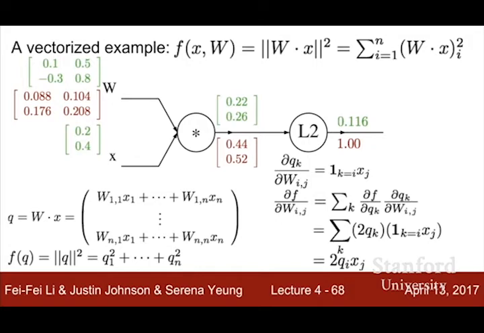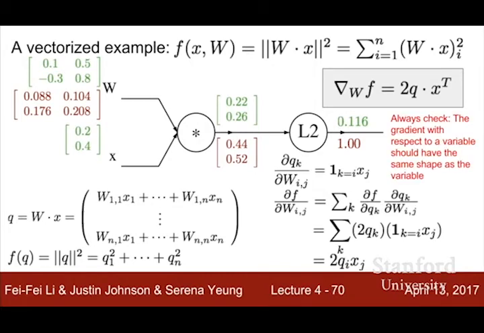Again, we can compute this element-wise, or we can also look at this expression that we've derived and write it out in vectorized form. Okay, and remember, the important thing is always to check: the gradient with respect to a variable should have the same shape as the variable. This is something really useful in practice to sanity check. Once you've computed what your gradient should be, check that it is the same shape as your variable. Because again, each element of your gradient is quantifying how much that element is affecting your final output.